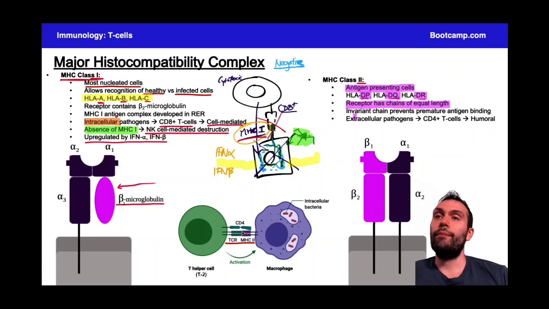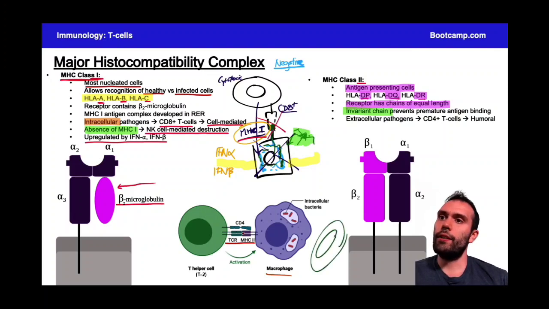The other thing that sometimes comes up when we're talking about MHC class 2 is this invariant chain. When we talked about MHC class 1, we were talking about an intracellular pathogen. For MHC class 2, because we're talking about antigen-presenting cells like this macrophage here, how is this process going to start? This macrophage is eventually going to get into contact with some bacteria. Okay, so let's say that this is a bacteria. This macrophage is going to get into contact with this bacteria.